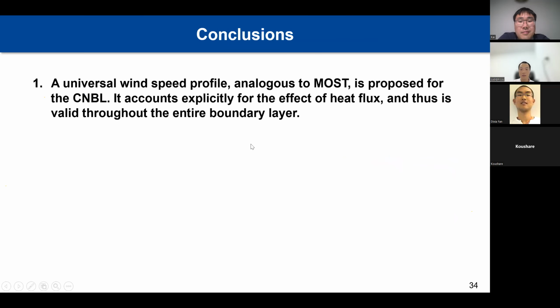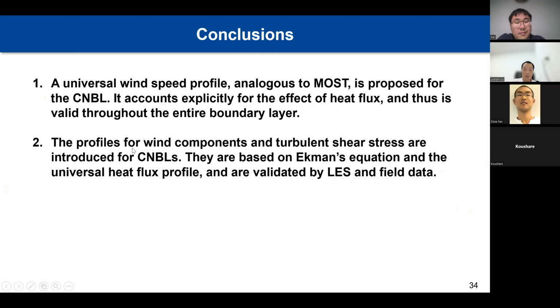So here comes the conclusion of my talk. First, a universal wind speed profile is proposed for the CNBL flow. This model accounts explicitly for the effect of heat flux, and thus is valid throughout the boundary layer. Second, the profiles for the wind components and turbulent shear stress are introduced. These profiles are based on Ekman's equation and the universal heat flux profile, and in addition, they are validated by large eddy simulations and field data.